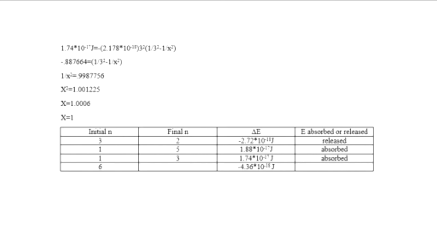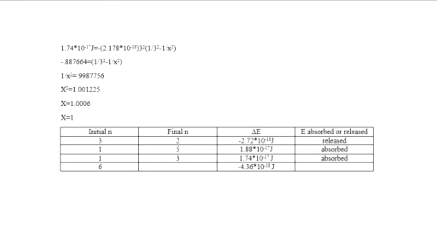Now we must add 1 over x squared to the other side and add 0.887664 to 1 over 3 squared. By adding 0.887664 to 1 over 3 squared, we get 0.9987756 equal to 1 over x squared.